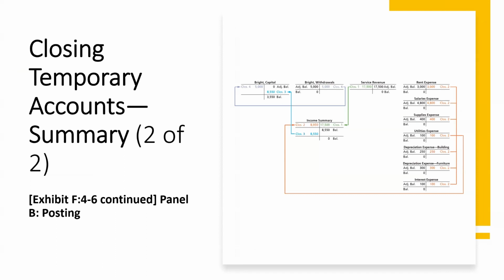Here in Exhibit 4.6, it shows the complete closing process for Smart Touch Learning. To your right is panel B, which shows posting to T accounts. You have Bright Capital, Bright Withdrawals, Service Revenue, then you have all the T accounts for the expenses, and you see the T account for the income summary.